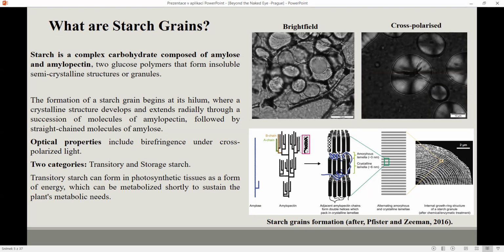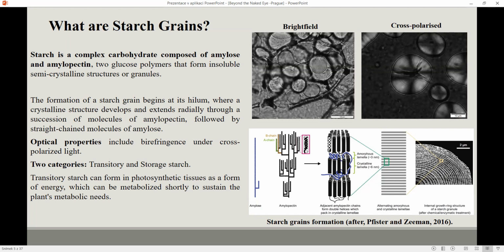And one of the characteristics of starch grains is that they have an optical property under cross-polarized light, which is called birefringence, that creates the so-called extinction cross or Maltese cross. And this is very important because this allows us to identify starch grains within the sediment. And there are actually 2 categories of starch grain: transitory starch and storage starch.